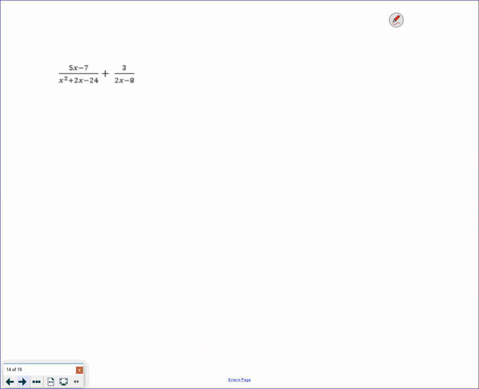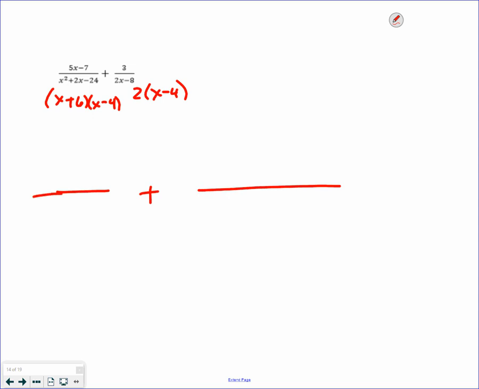All right, so I need a common denominator. I'm looking at these two, and this is factorable. So when I go to try to find my common denominator, I always want to make sure it's in factored form before I decide what is the common denominator. So the common denominator in this one is a 2, an x plus 6, and an x minus 4.